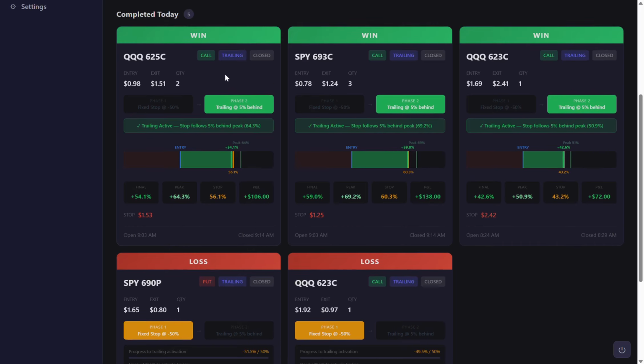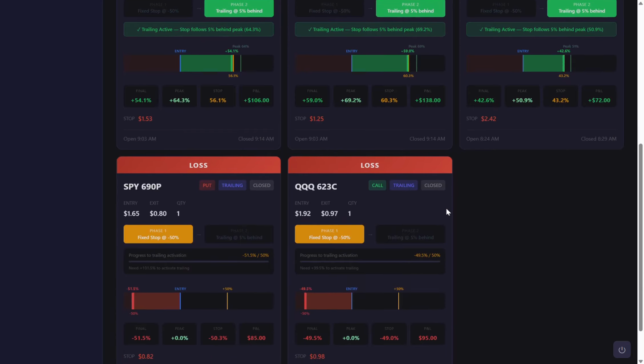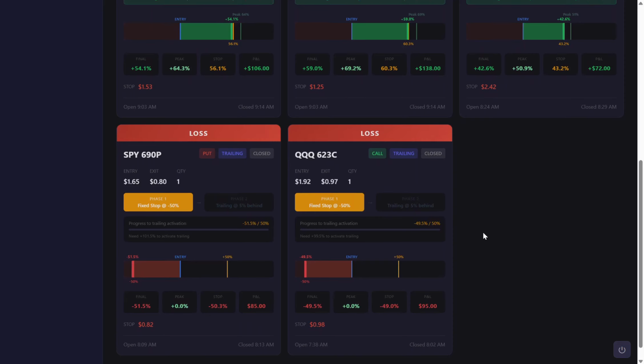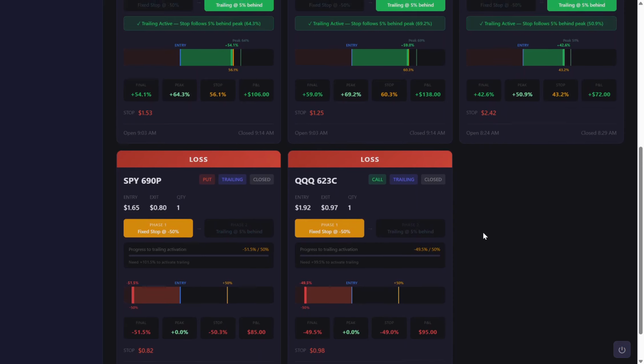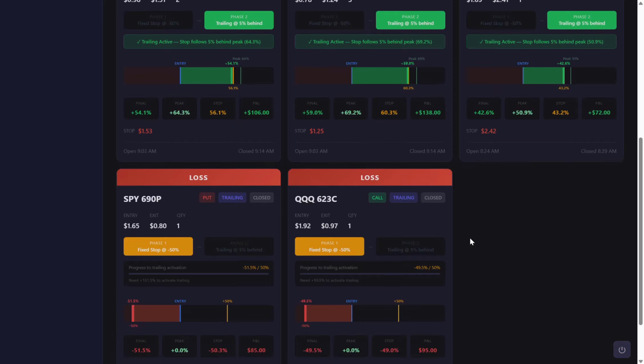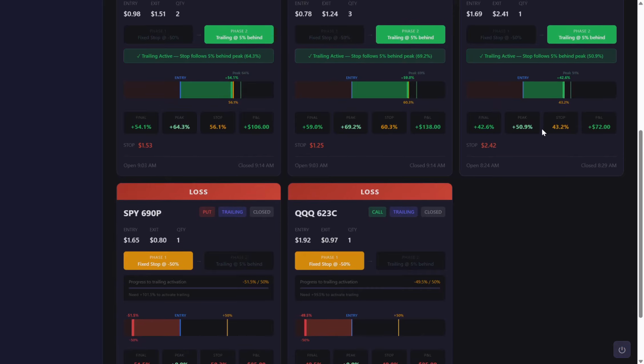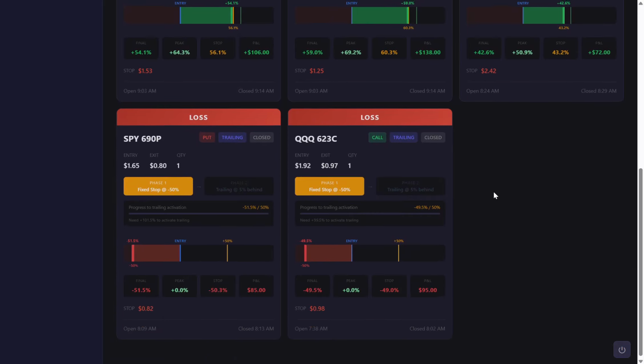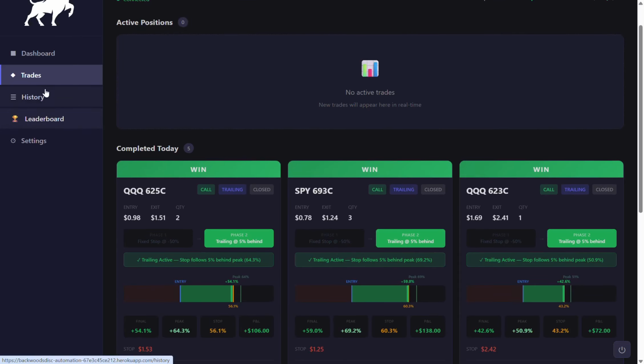Okay, so you can go through, you can see what contract it was, whether it was a call or a put. We were on trailing mode for these. It's closed. These are just cool to look through if you are doing your own research into the trades and figuring out, maybe you want to tweak the settings a little. Maybe you want to see how trades have been performing. This is all the information from the day that will be helpful for that.